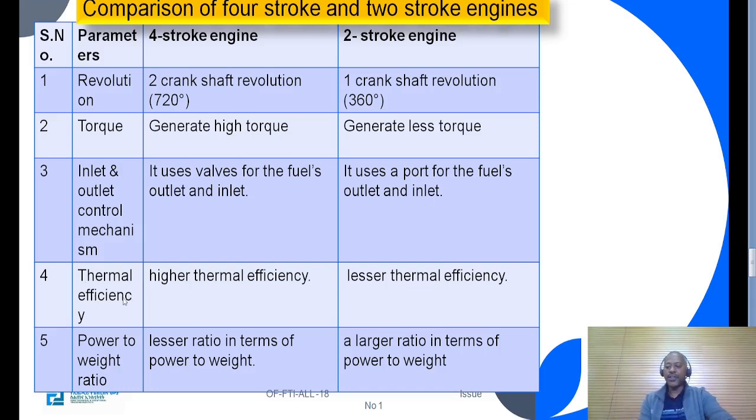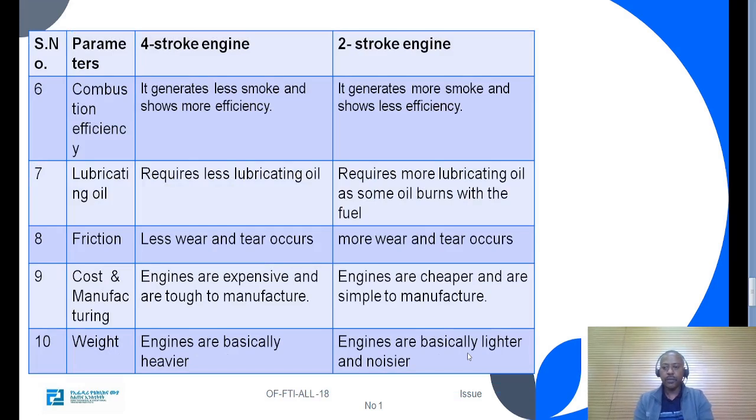The other parameter is thermal efficiency. The four-stroke engine has higher thermal efficiency compared with the two-stroke engine, which has less thermal efficiency. Parameter 5, power to weight ratio. The four-stroke engine has a lesser power to weight ratio, and the two-stroke engine has a large ratio in terms of power to weight. The sixth parameter, combustion efficiency. The four-stroke engine generates less smoke and shows more efficiency. The two-stroke engine generates more smoke and shows less efficiency.